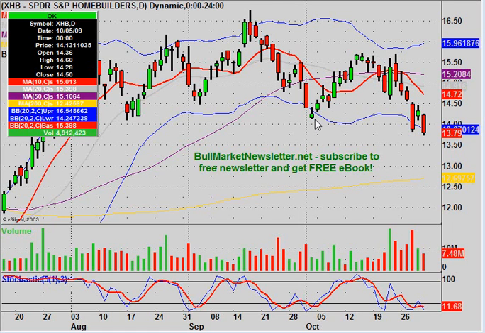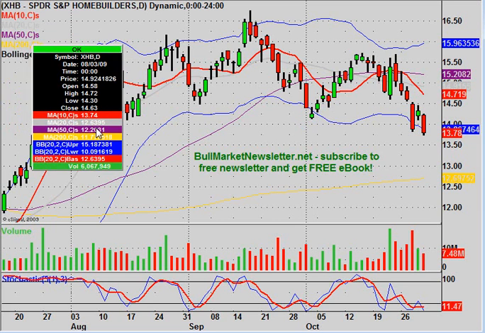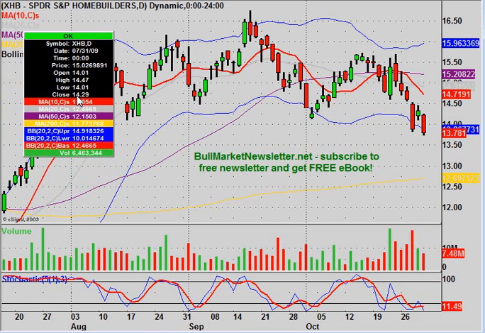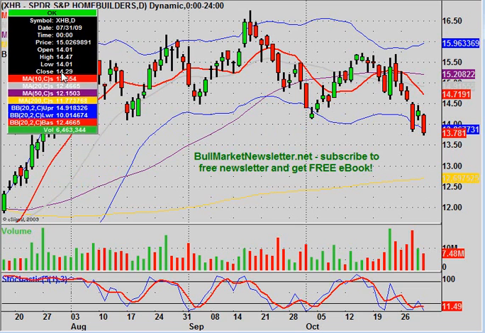I'll be using the XHB, which, like I said, is one of the vehicles you can use to either play the housing sector, home builders, or just monitor it. I don't really ever play it. I just use it to get a feel of what's going on within the housing sector.